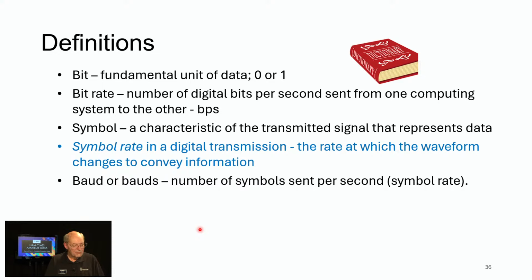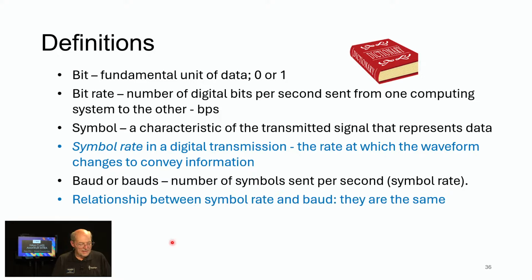Now baud, or bauds, is the number of symbols sent per second. So we've got a symbol rate, we've got a bit rate, and they don't have to be the same. The relationship between symbol rate and baud, well, they are the same. So there's actually a pool question that is going to try to trip you there, but just realize that symbol rate and baud refer to the same thing.